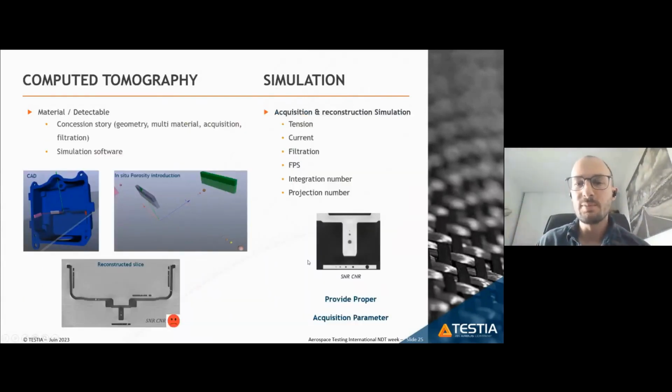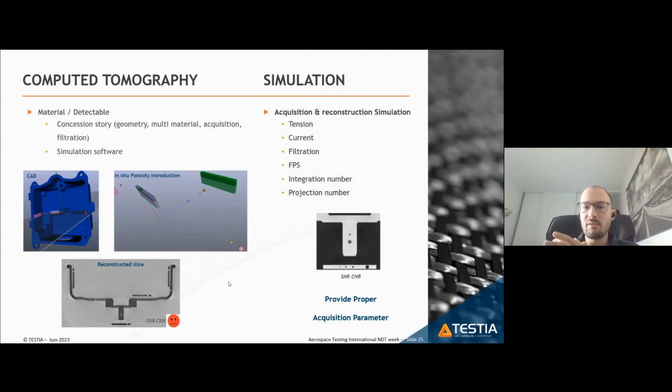That's it for 2D inspection. Now I will talk about 3D acquisition with computed tomography. Compared to 2D acquisition, for having a 3D volume, you will have to take acquisition around 0 to 360 degrees of the part, and you will get, after reconstruction, a 3D volume of gray value.